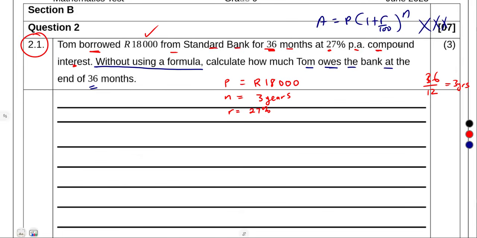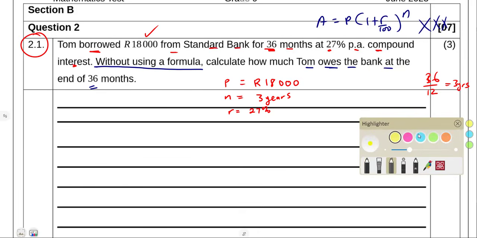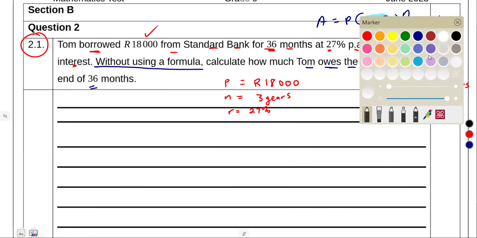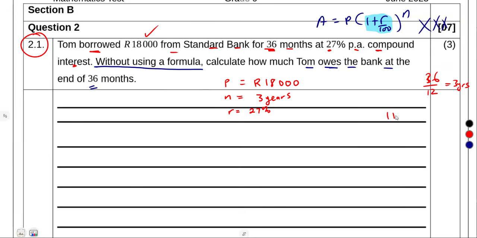So you take this part here under the formula. You're asked not to use the formula, but you use the idea of the formula. This is the part that you're going to use: 1 plus R over 100, all right? So you take that part, 1 plus R, where R is 27 over 100. So it's going to be 1 plus 0.27, which is actually 1.27. This is the rate of how the money is going to increase yearly.